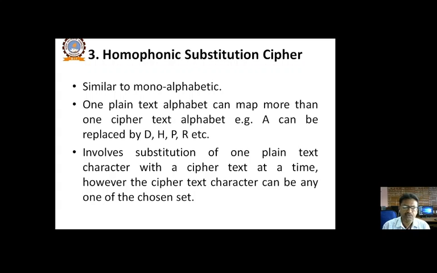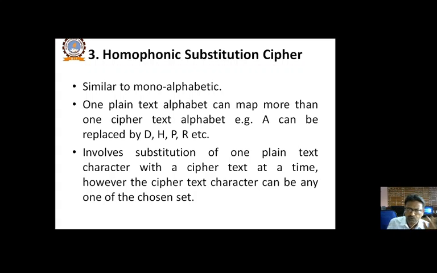So what it involves is substitution of one plain text character with a ciphertext character at a time. However, the ciphertext character can be any one of the chosen set. It can be D, H, P, R. Nobody knows. So this homophonic substitution cipher is a little bit more difficult to crack in comparison to the mono-alphabetic cipher.